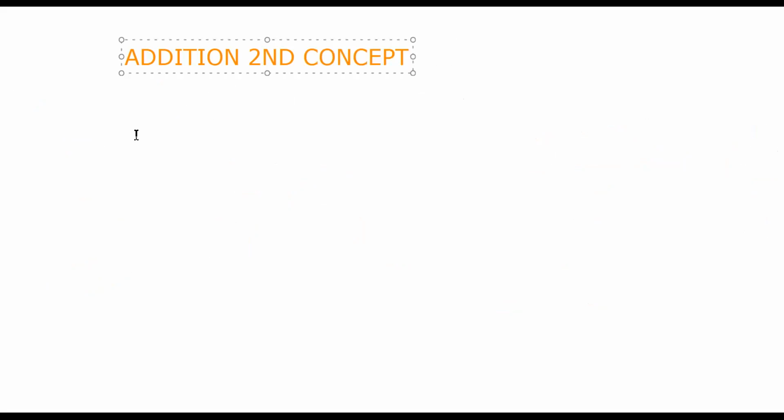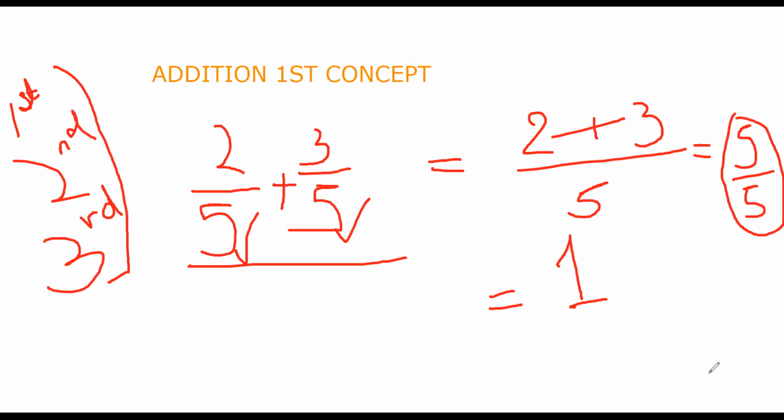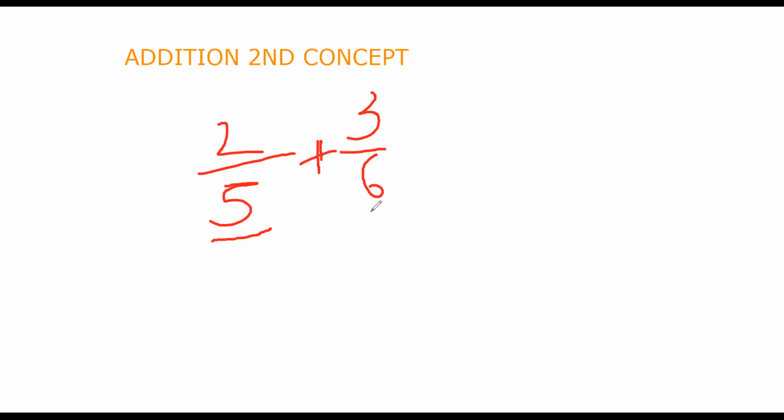So, if I take one more example, for example, I have 2 by 5 plus 3 by 6. Now, how will you add them? In the previous whiteboard, we studied that the first step is to see the denominators. So, let's see the denominators over here. 5 and 6. Yes, they are different. Now, what do we have to do? When the denominators are different, the steps are more. Let's see the first step of it.